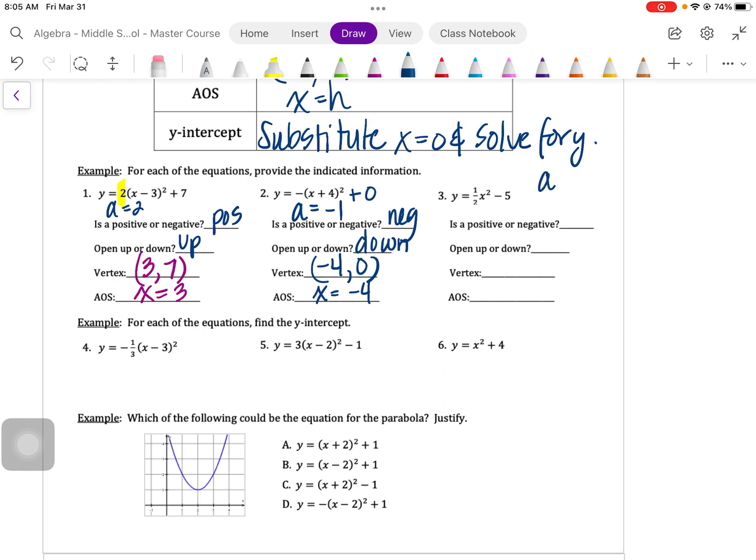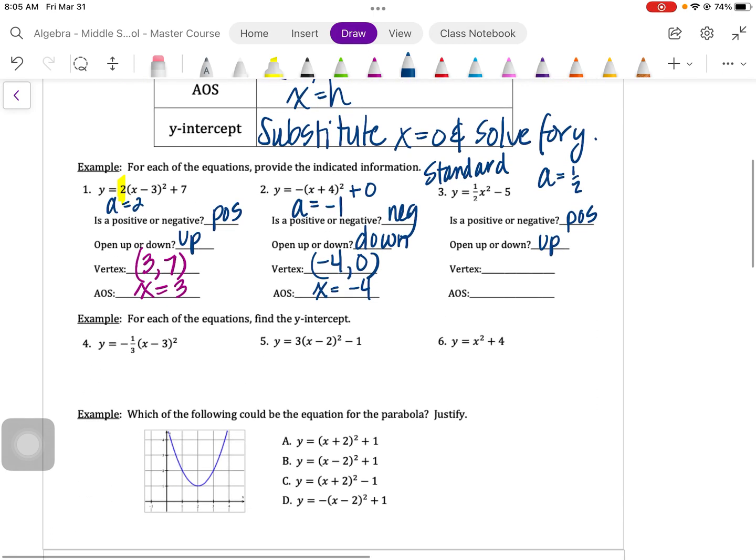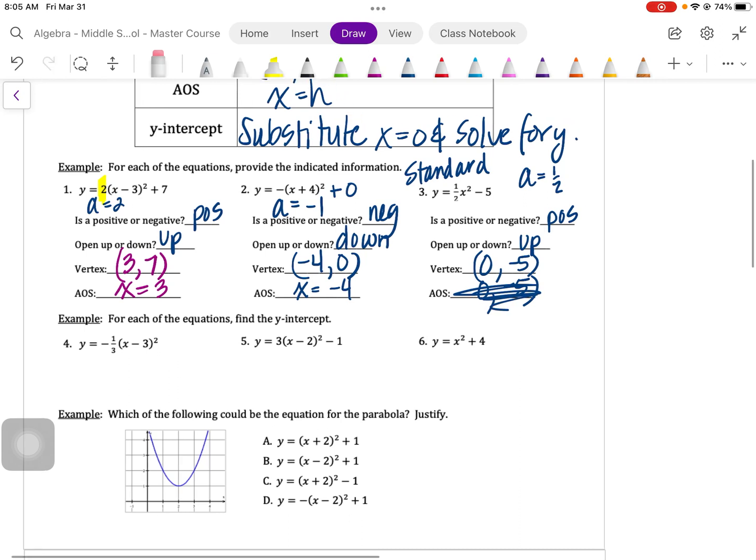Number 5, the value of a is 1/2. This is a positive value, so my graph is going to open up. And you might also be recognizing that this equation is in standard form. It's not really in vertex form. It's just a standard form function. So the vertex for this one is at (0, -5). The axis of symmetry is also at, I'm sorry, that is not a point. I was thinking of my y-intercept. That is not what we're looking for there. My axis of symmetry is x = 0.